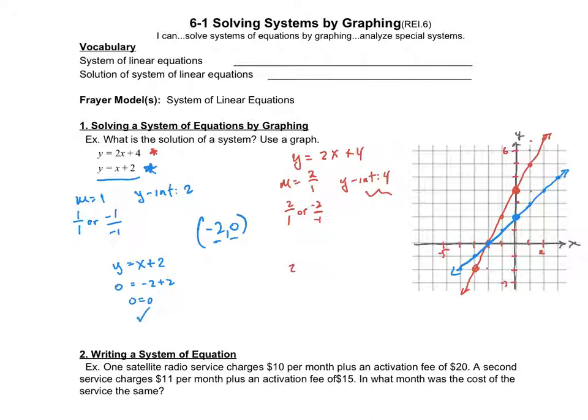And then I have y equals 2x plus 4, and if I replace y with 0, 0 is equal to 2 times negative 2 plus 4, and that would be 0 is equal to negative 4 plus 4. Yep, sure enough, 0 is equal to 0. So that proves to be a solution for both of those, and that is the solution to the system.